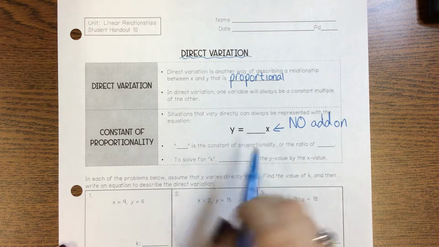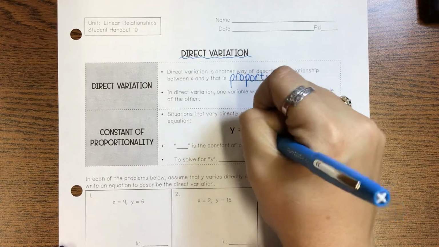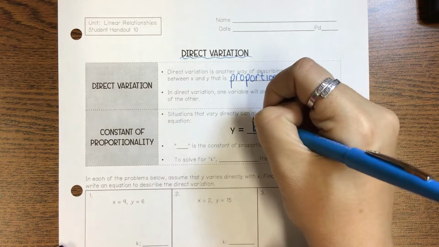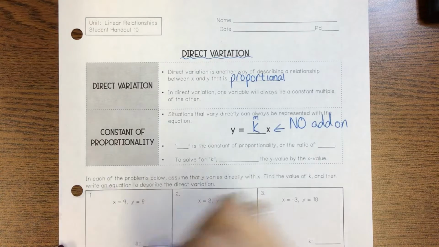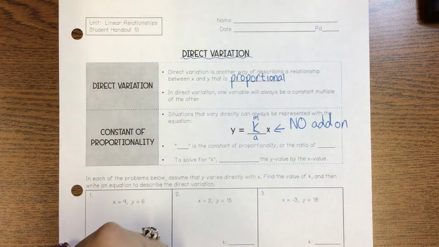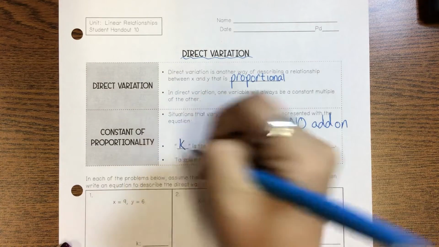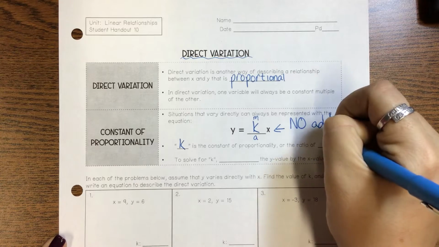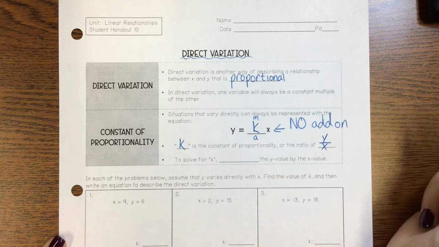My equation is going to look like y equals kx. If I'm talking about slope, we might also use the letter m. If I'm using my calculator with stat, I might use the letter a. But k is called that constant of proportionality, or the ratio of y divided by x.